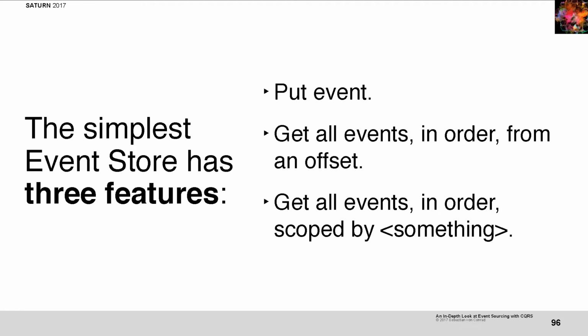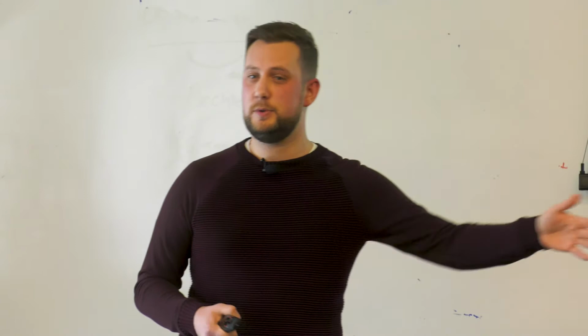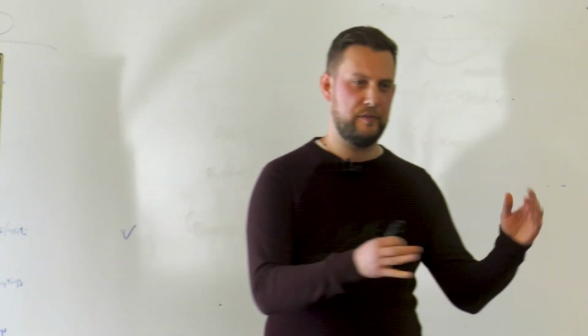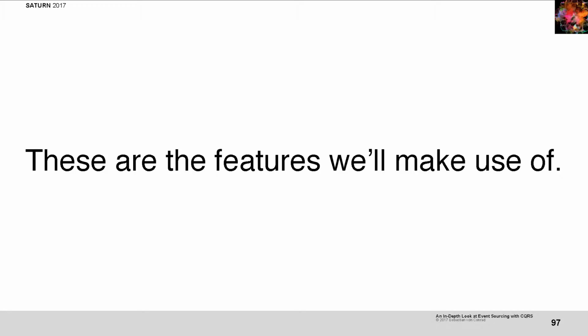And the simplest event store only has 3 features. That is the ability to put an event into the event store, the ability to get all of the events in order, starting from a particular offset. That offset might be 0, in which case you start from the very beginning. And the third one is get all of the events in order, scoped by something, and we'll talk about what that something is. So you're effectively getting a subset of events. And these are the 3 features that we will be making use of as we build out this architecture.